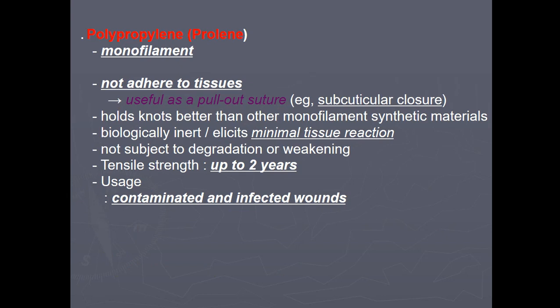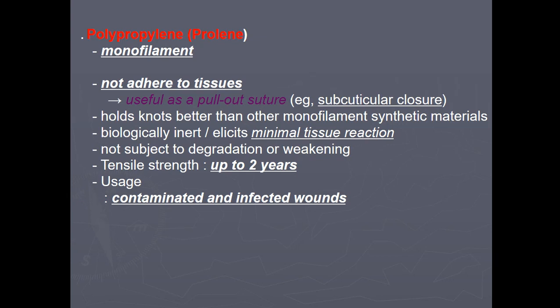Polypropylene, which is blue in color, is also called Prolene. Prolene is the company name. Polypropylene is a blue monofilament, and this suture material suits the ideal suture material. Because it does not adhere to the tissue, it can be used for subcuticular sutures, for example, after thyroidectomy. So it is useful as a pull-out suture because of the non-adherent property.